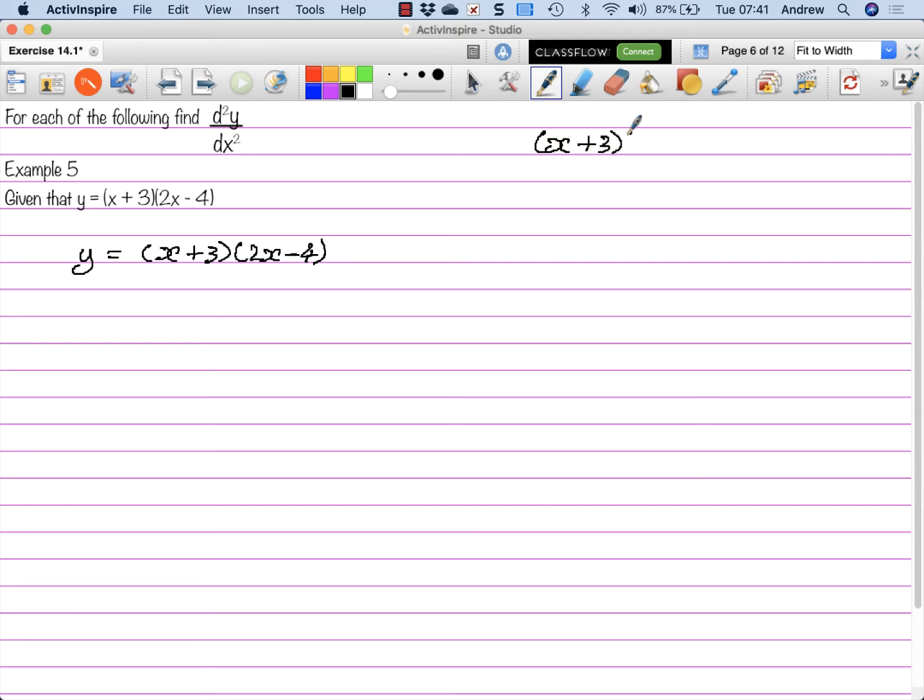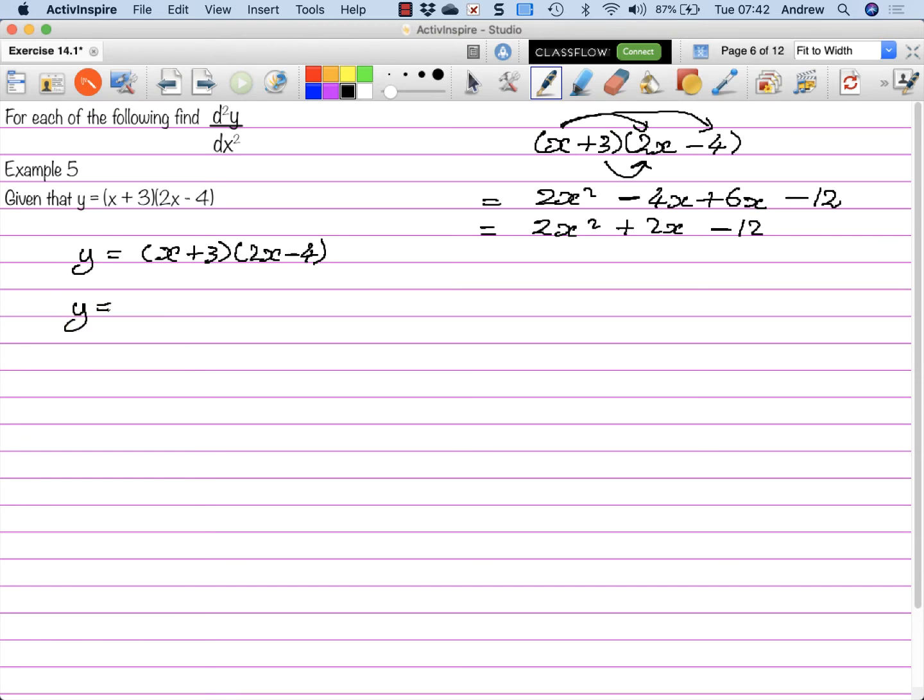So we've got x plus 3 over here going to our working out section, and we're going to quickly expand this. X on 2x is equal to 2x squared. X on minus 4 is minus 4x. 3 on 2x is plus 6x. And 3 on minus 4 is minus 12. Tidy it up, so we end up with 2x squared plus 2x minus 12. And then we come back down here and sub in that neat version. 2x squared plus 2x minus 12.